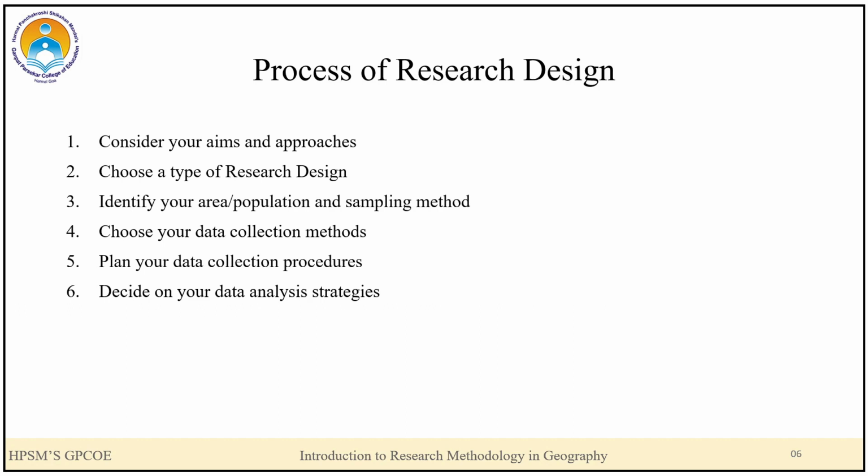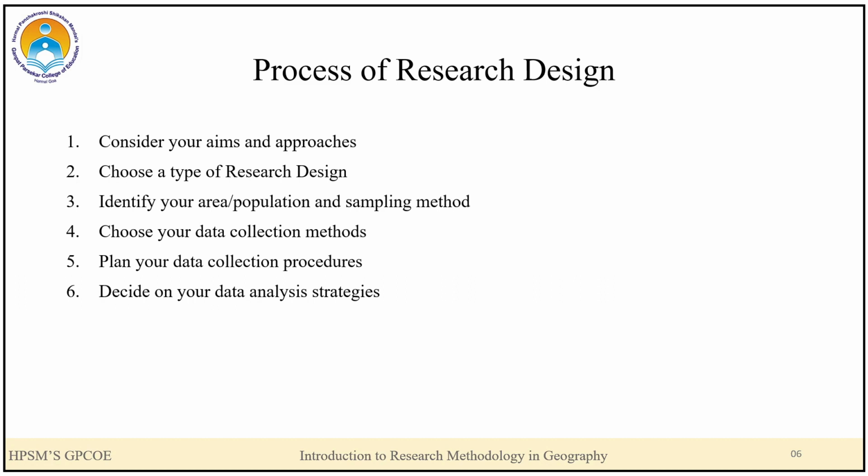What are the different processes of research design? First, it considers your aims and approaches. So it determines the research questions and objectives and identifies the theoretical framework. The second one is to choose a type of research design. We have to select the type of research design according to the area of study or the topic, so the selection of topic is appropriate. Such as experimental, non-experimental, correlational, case study based research designs. There are different types of research design.